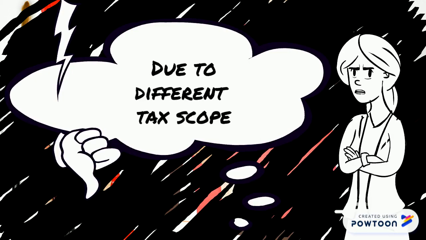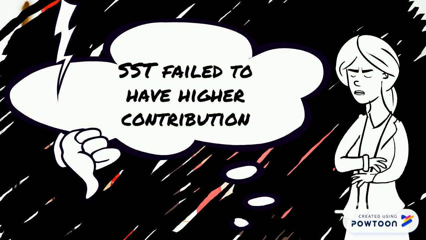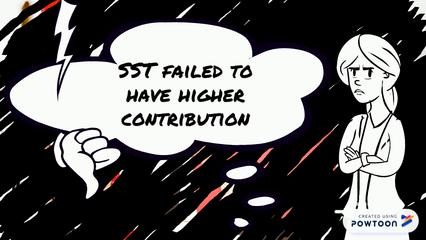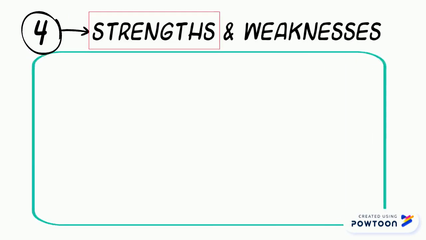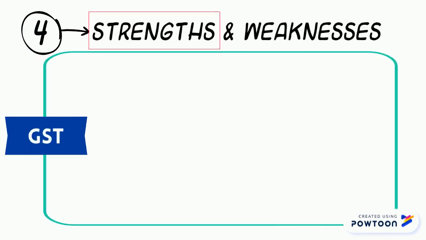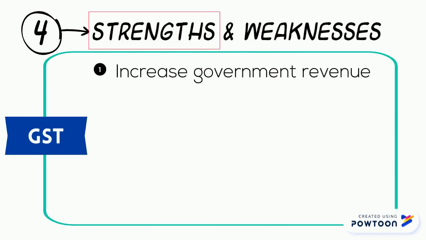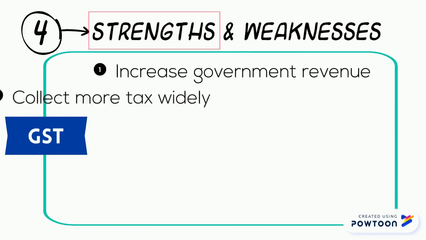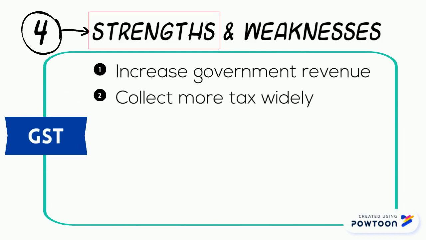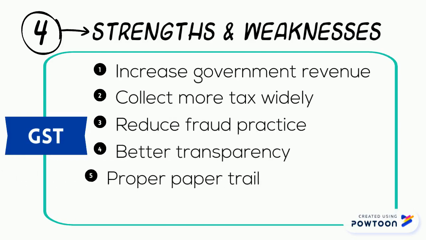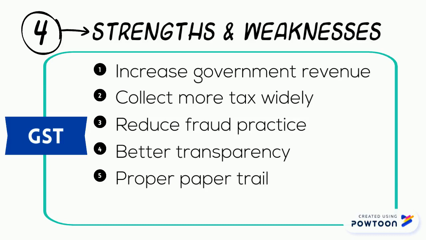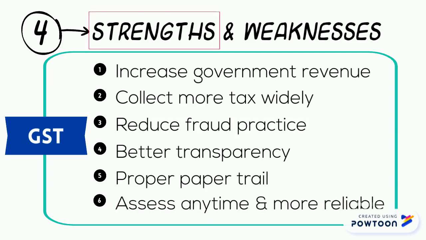However, in practice, due to the different tax scope, SST failed to collect as high a revenue as GST did. Both policies have their own strengths and weaknesses. In terms of return, GST is able to increase government revenue, as it is a multi-stage tax system and certainly can collect more tax widely. With the implementation of GST, fraud can be reduced effectively and efficiently. Thanks to its transparency as well as its proper paper trail, the authorities are able to assess it at any time, making it reliable.